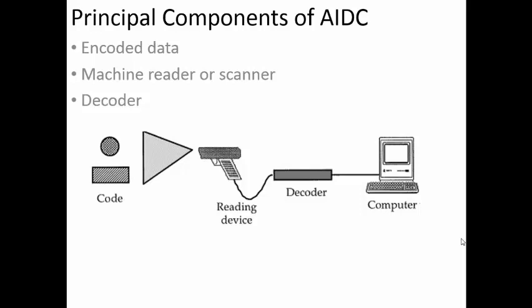So the common example is a barcode. The black and white lines are the encoded data. It will contain some information regarding the product. The laser scanner, which is usually seen, is a reader, or we can call it a scanner, which will try to understand what exactly the code is. And then you will have a decoder which will convert the signal received through the reading device into information which can be updated into the database. So these are the three main components.